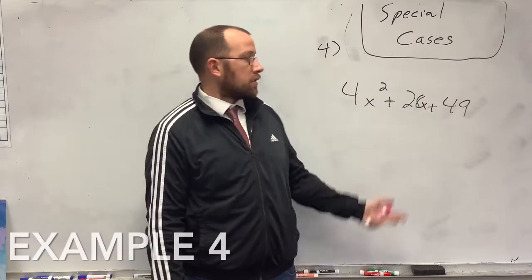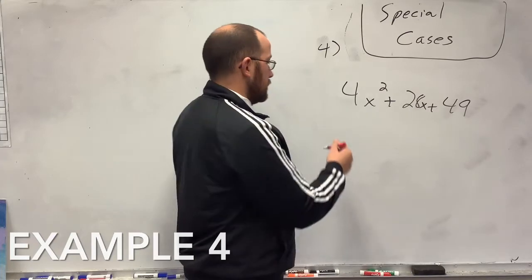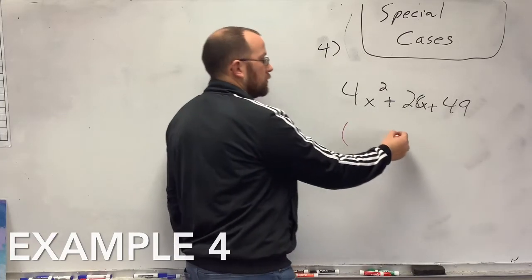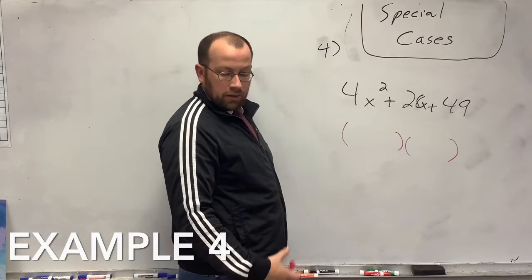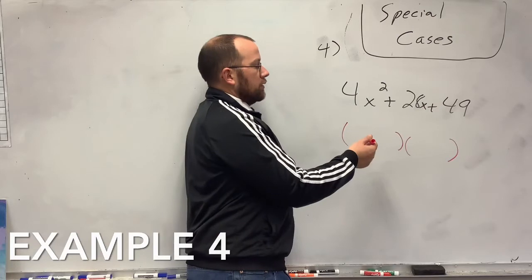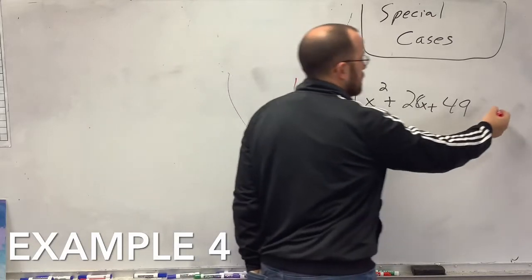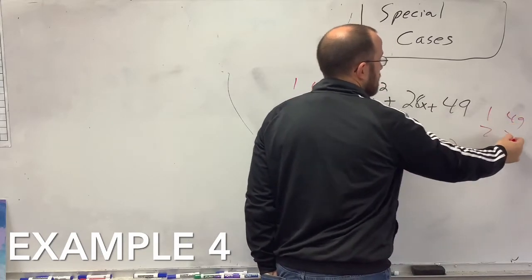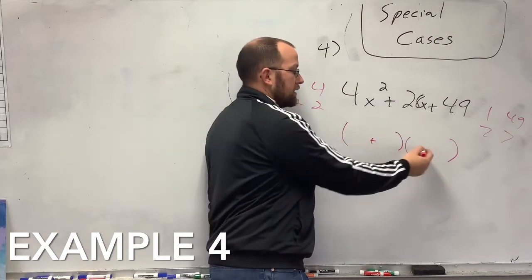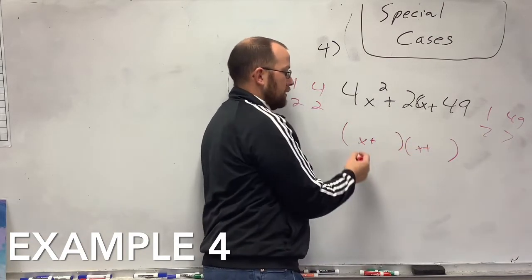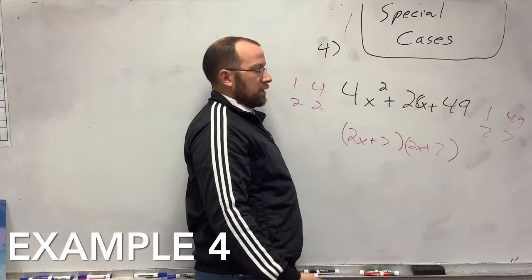All right, here's a special case also, but this time it's a trinomial, not a binomial. The first thing you always want to do is see if you can take anything out of it. You can't factor anything out here, so you just go about your business. But it's still under the special case umbrella, so all this means is your signs are both going to be positive, positive, x and x. And spoiler alert, it's going to be 2x plus 7 and 2x plus 7.